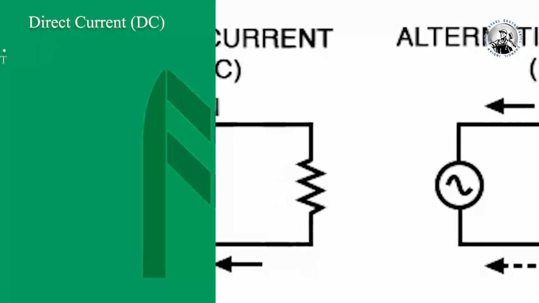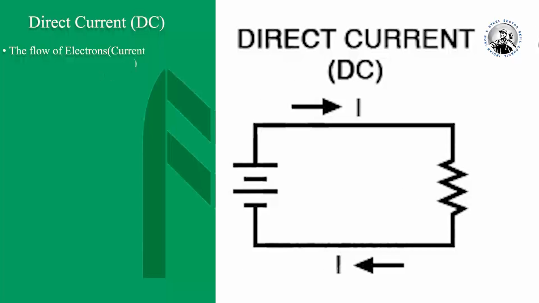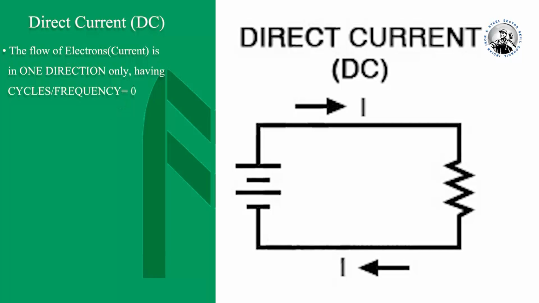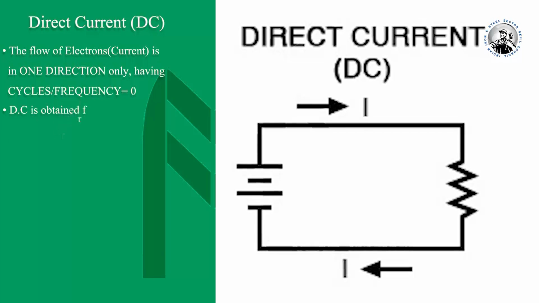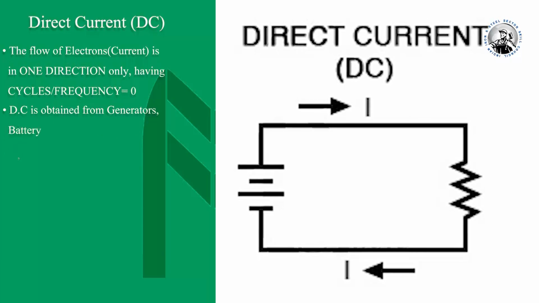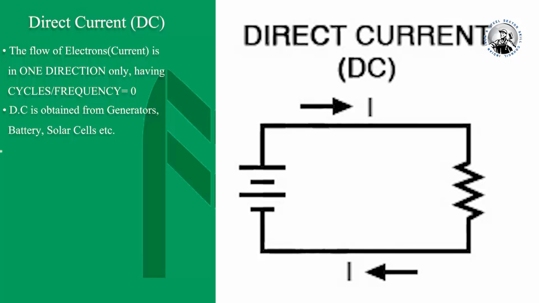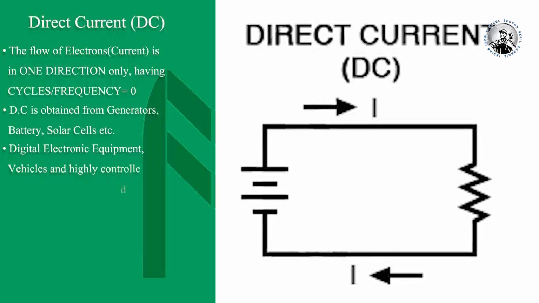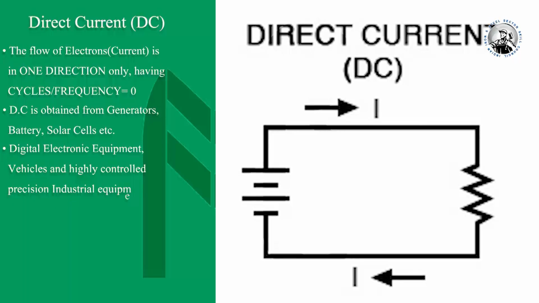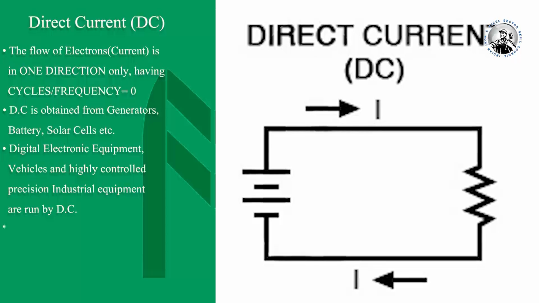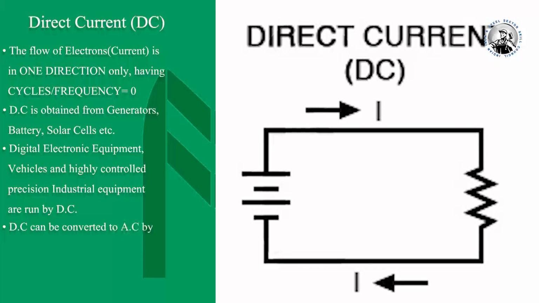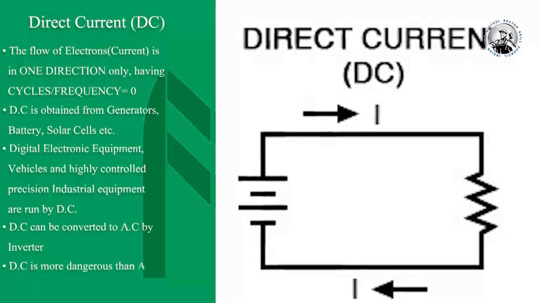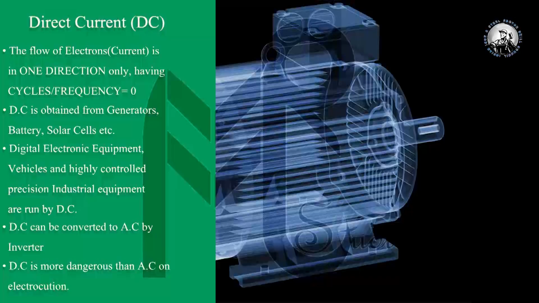Direct current. The flow of electrons in one direction only, having cycle or frequency equal to 0. DC current is obtained from generators, batteries, solar cells, etc. Digital electronic equipment, vehicles and highly controlled precision industrial equipment are run on DC current. DC can be converted to AC by an inverter. DC current is more dangerous than AC current on electrocution.